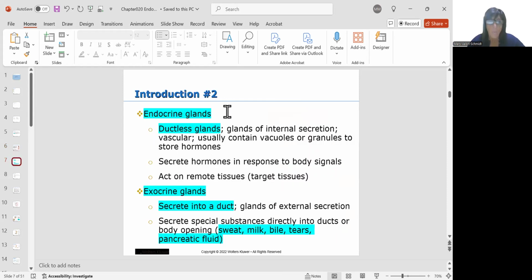Next. So we talked about the fact that they're ductless glands and exocrine glands. Examples of exocrine glands: your sweat, breast milk, bile, tears, pancreatic fluid. Those are secretions from the exocrine glands.